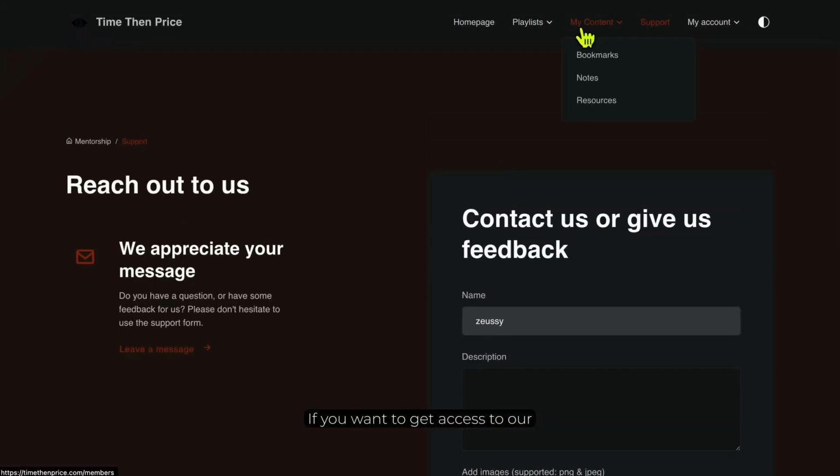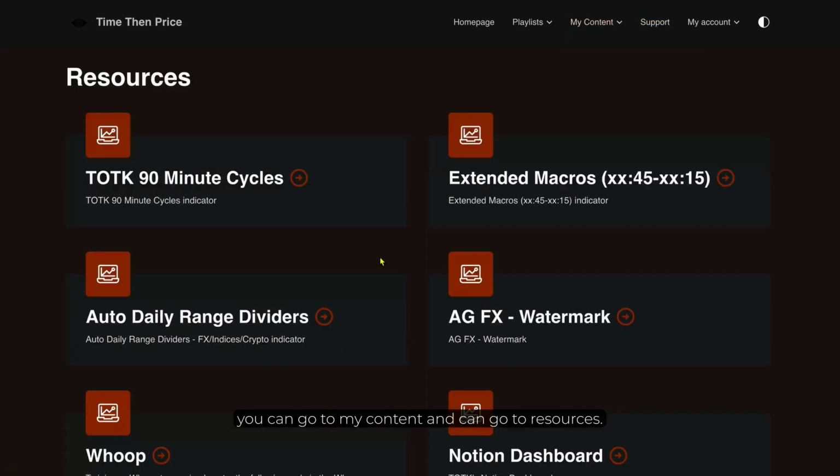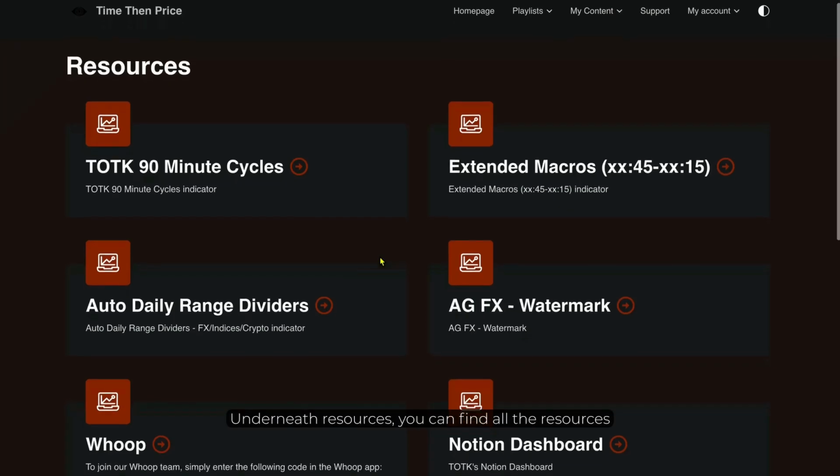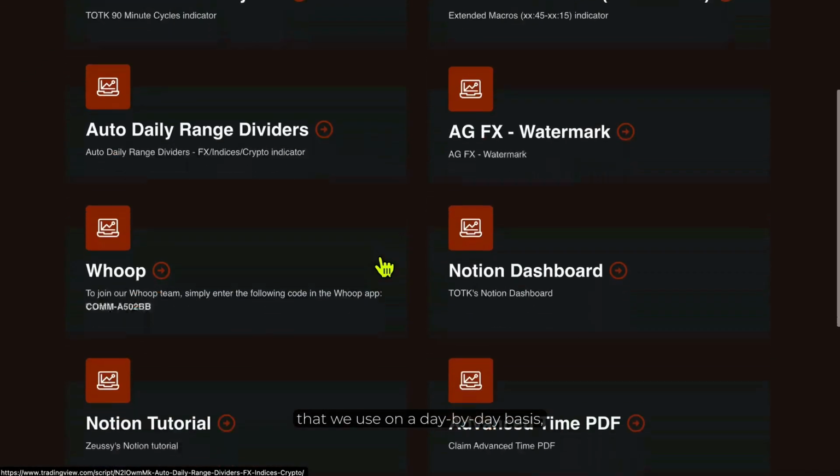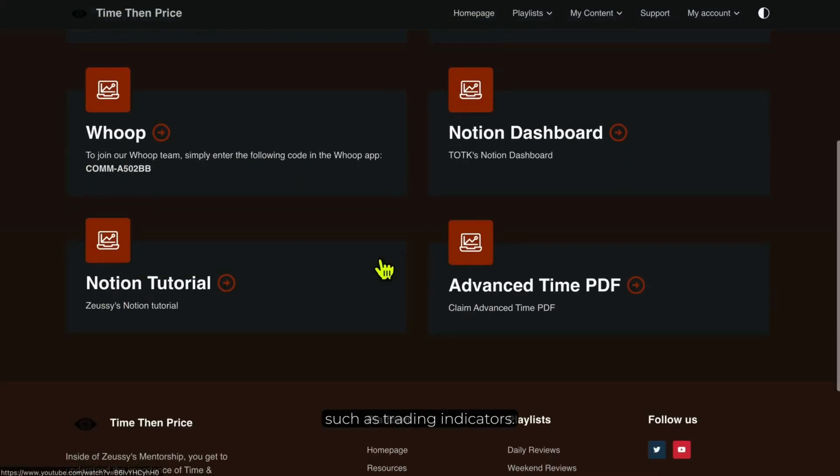If you want to get access to our indicators and the tools that we use, you can go to my content and go to resources. Underneath resources, you can find all the resources that we use on a day-by-day basis, such as trading indicators.